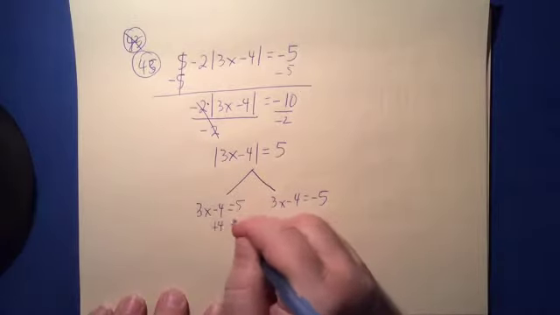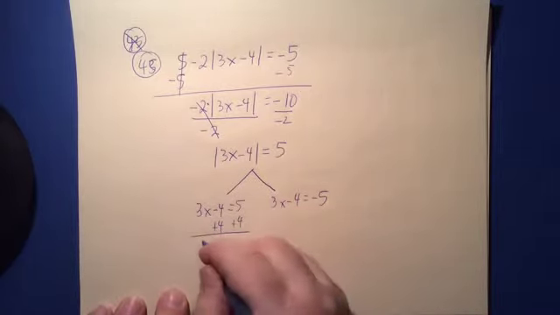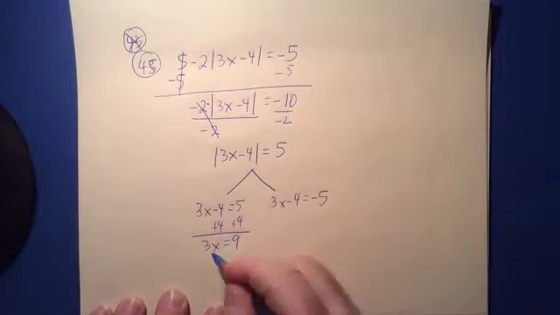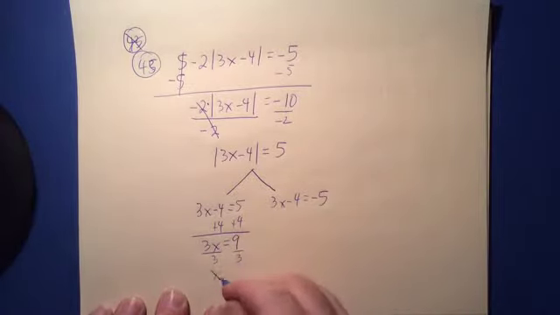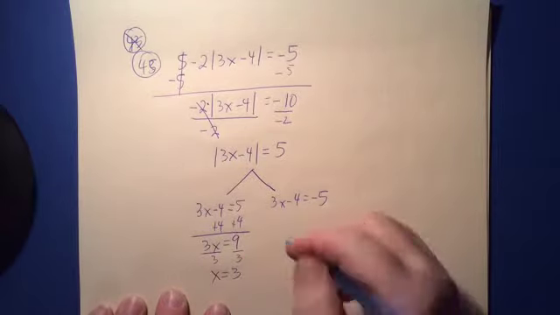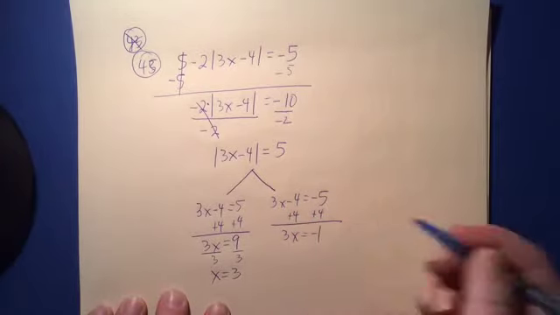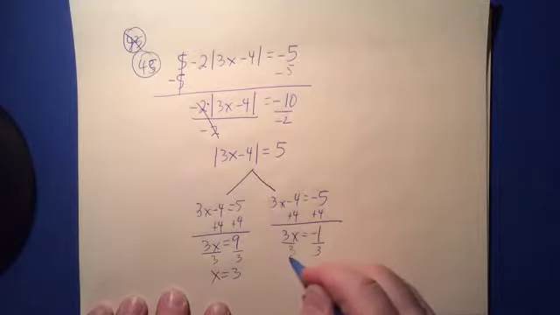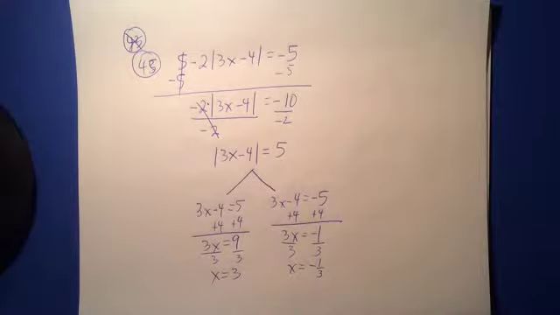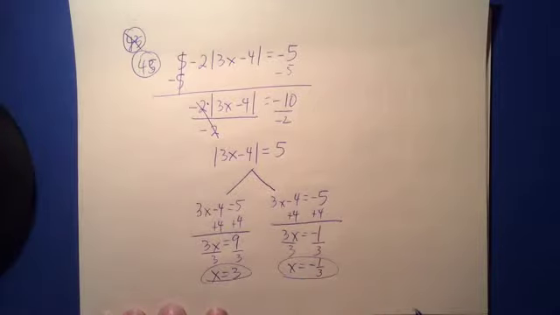So let me add 4 to both sides. That'll be 3x is equal to 9. Divide by 3, x equals 3. Over here, if I add 4, 3x equals negative 1. Here x will equal negative 1/3. So now, my 2 solutions to the original problem we started with are going to be x is equal to 3 and x is equal to negative 1/3. Or I write, using the set notation, negative 1/3 and 3.